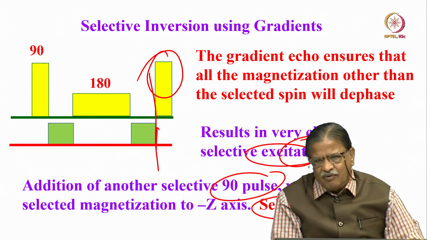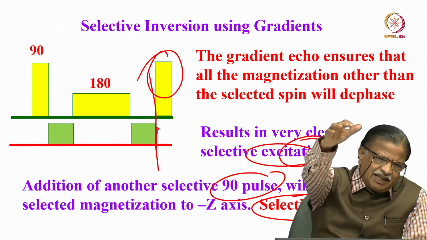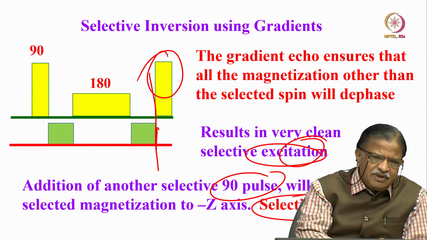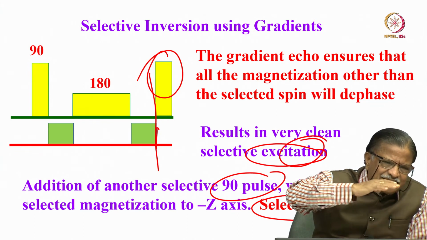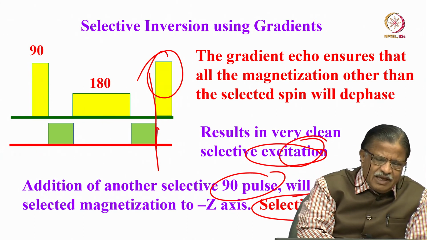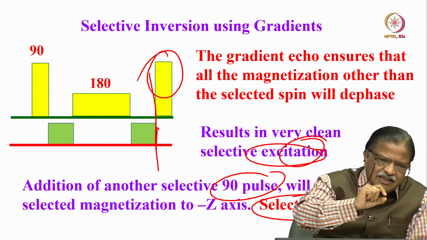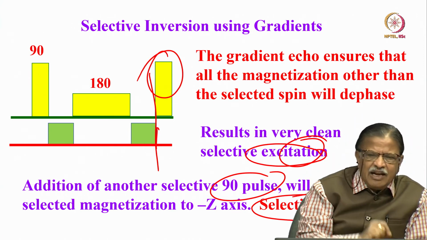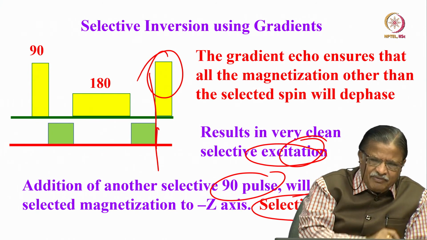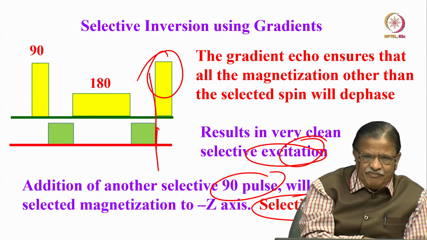So that means another thing that happens when the gradient strength is very large. You can imagine this sample as several slices of different thickness. In each slice, the spins will experience a different Larmor frequency, but within a given slice, they all have the same frequency.